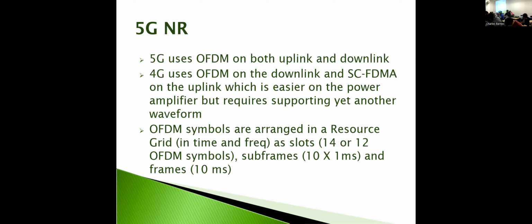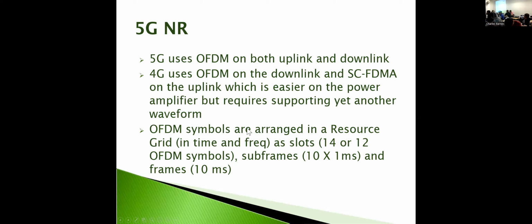That's in contrast to 4G, which uses OFDM, and 4G is LTE, right? And also it could be WiMAX, but we'll just talk about LTE. So 4G uses OFDM on the downlink, and it uses a similar but not quite the same type of waveform called single carrier FDMA on the uplink, which is a little easier on the power amplifier, but requires supporting yet another waveform. So 5G is moving to OFDM on both the uplink and the downlink.